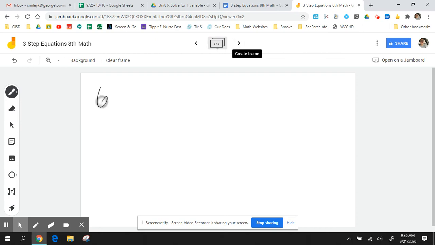So try this one. 6x minus 3 equals negative 18 plus x. All right, so I want you to try and solve this one on your own. Remember, there is a 1 in front of that x. Okay, pause it and then come back to me, and we'll see if you got it right. Pause now. All right, welcome back.